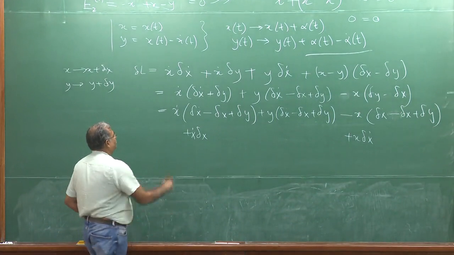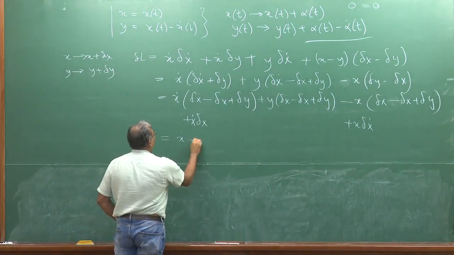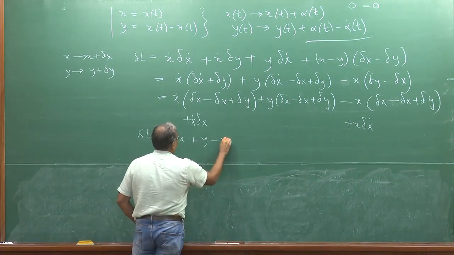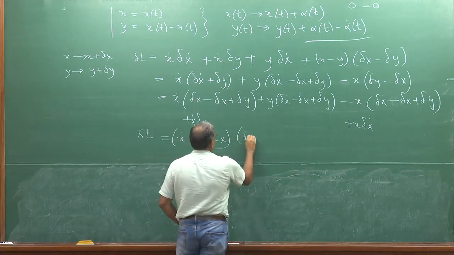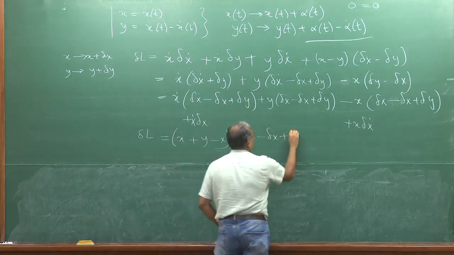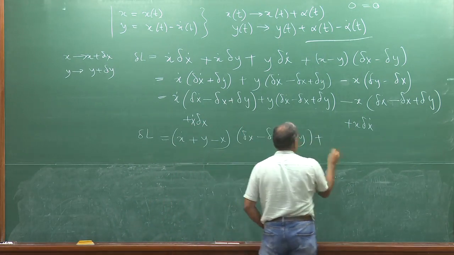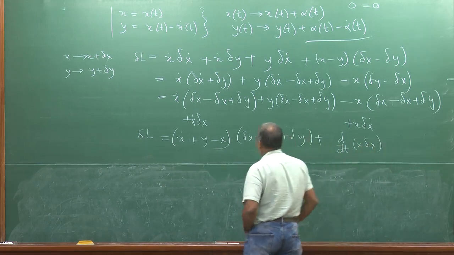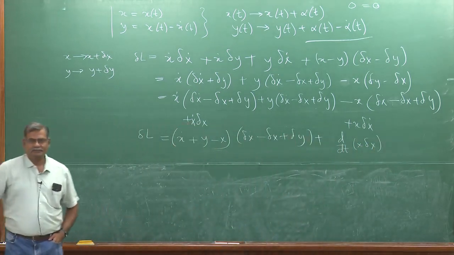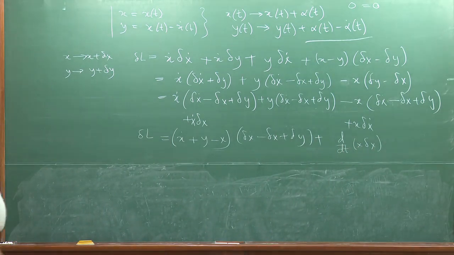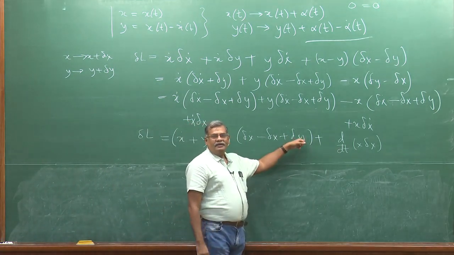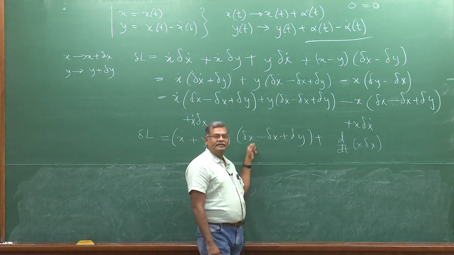So what has happened at the end of the day is that I've ended up with a variation in the Lagrangian given by (x dot + y − x) times (delta x dot − delta x + delta y), plus these two additional pieces, which together is just d/dt of x delta x, right? Now, notice that this tells us that if I do a variation of x and y where delta y is given by delta x minus delta x dot, this term drops out.